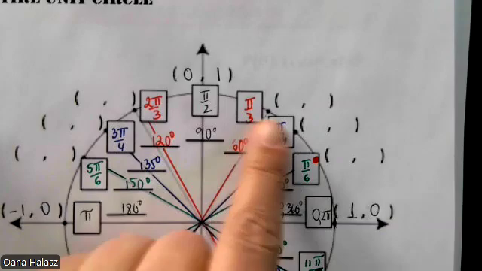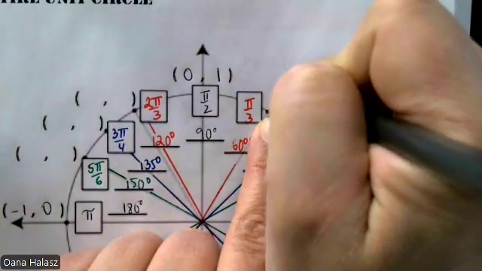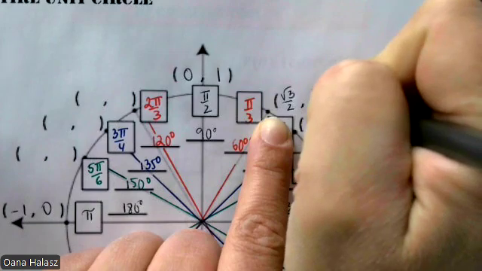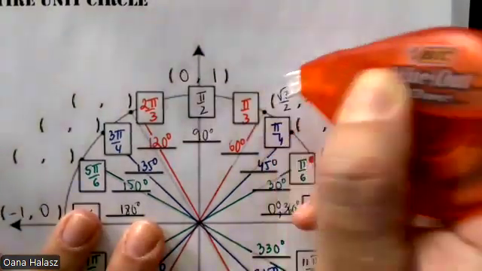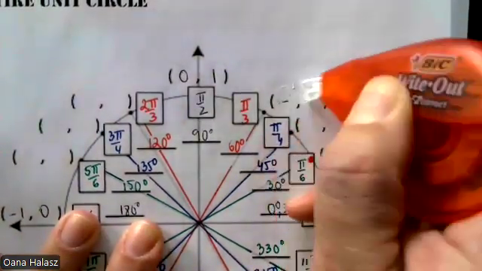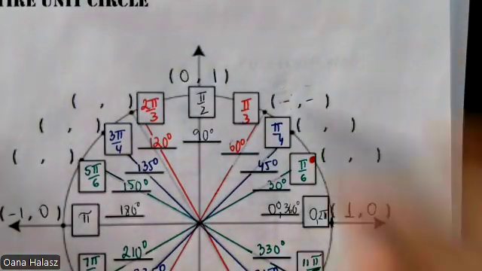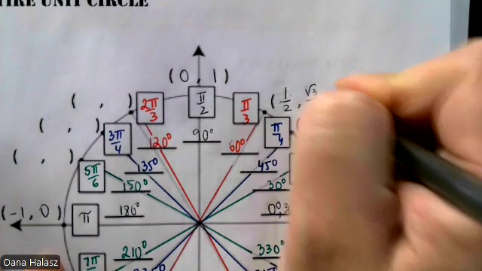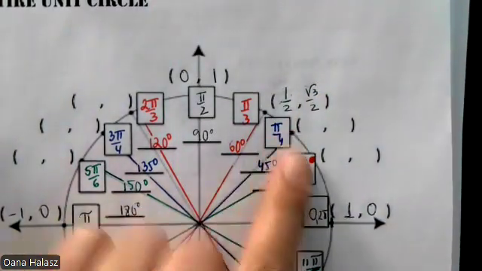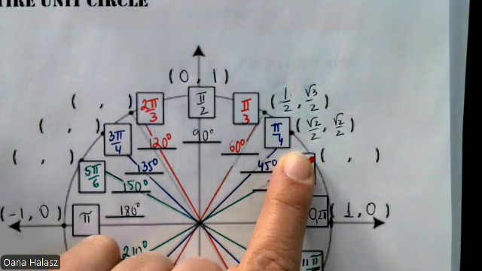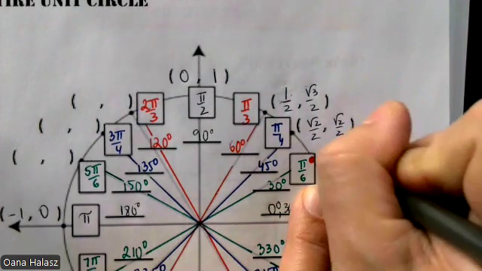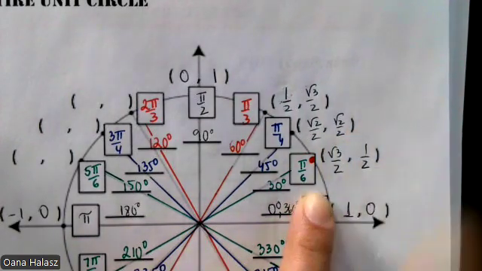Okay, now for pi over 3, we have square root of 3 over 2 and 1/2. I think I did them backwards. Don't write that down backwards. We have 1/2, comma, square root of 3 over 2, because we actually started with pi over 6 today. That's why, my bad. So 1/2, square root of 3 over 2. For pi over 4, we have square root of 2 over 2, square root of 2 over 2. And for pi over 6, we have square root of 3 over 2, comma, 1/2.